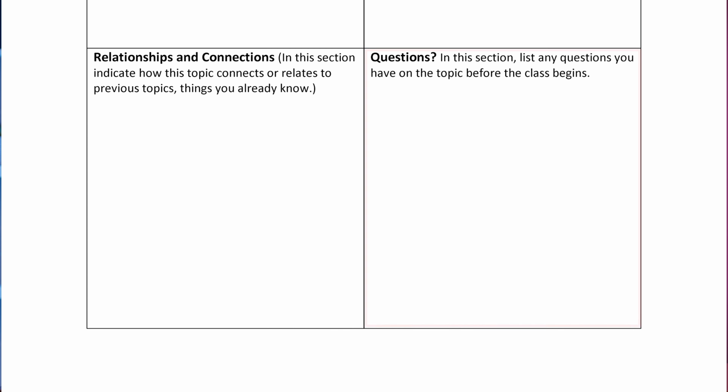The last square on the first page is set aside for questions. It can be really helpful for us to identify what questions we have about a topic before we ever step into the classroom.